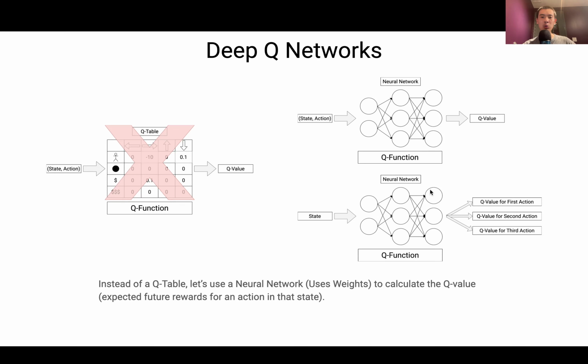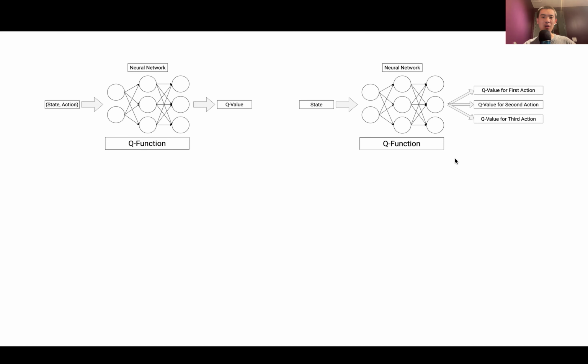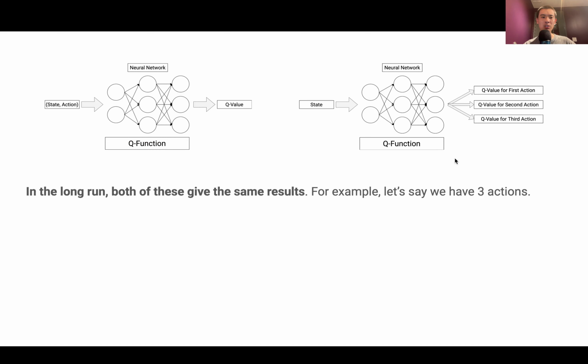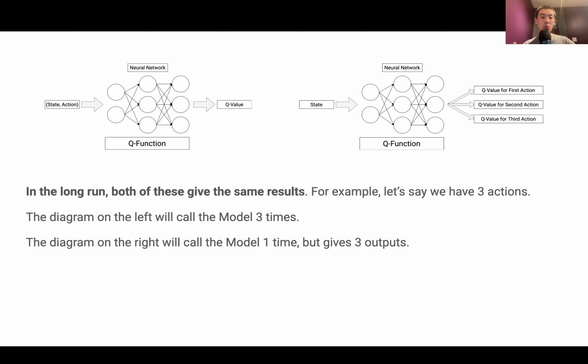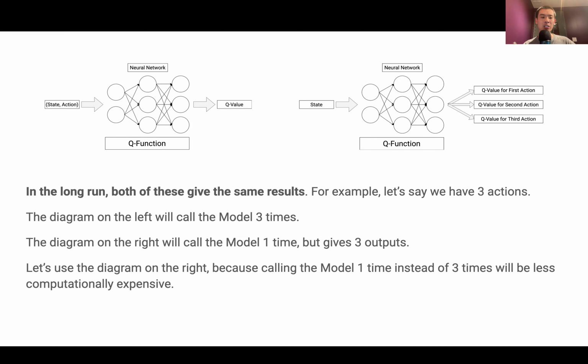So here we have two different neural networks we could use. And the obvious question is, which one should we use? In the long run, both of these give the same results. For example, let's say we have three actions. The diagram on the left will call the model 3 times. The diagram on the right will call the model 1 time, but gives 3 outputs. Let's use the neural network on the right because calling the model 1 time instead of 3 times will be less computationally expensive.